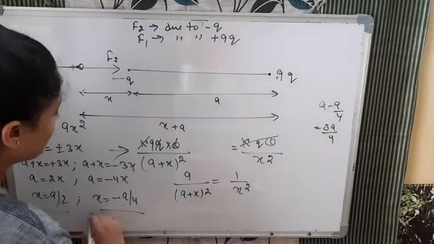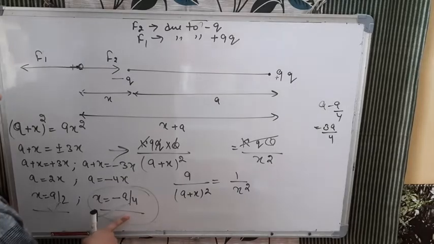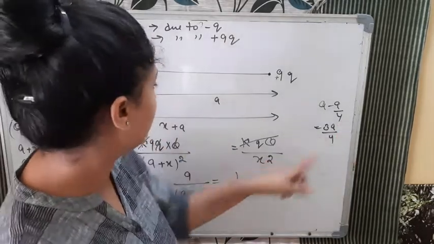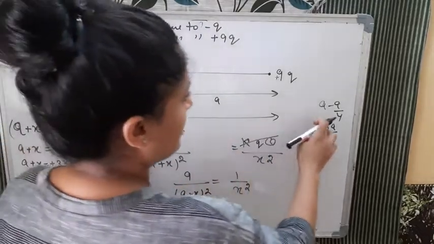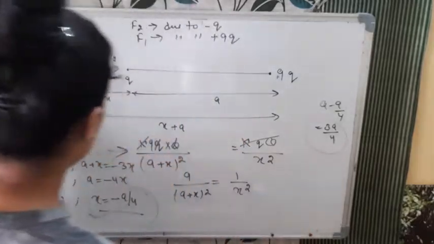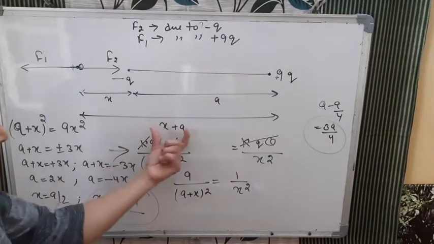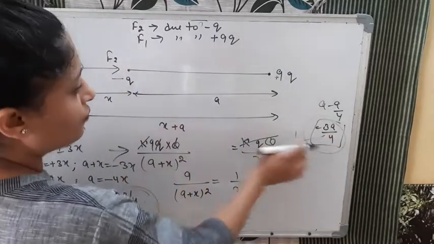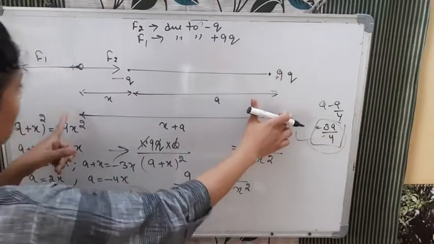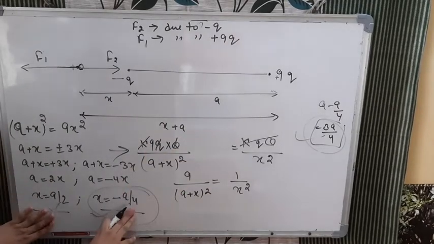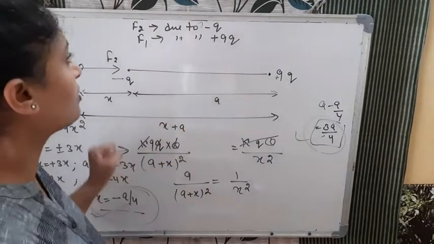What will be the result? x is equal to minus a by 4, and when x is equal to minus a by 4, how will you calculate x plus a? Minus a by 4 plus a. So this particular part will be 3a by 4, and you will get your result, x plus a. So you will get 3a by 4 for the 9q, the distance from here to here, and this distance is what? Minus a by 4. Okay, so these kinds of questions will come.